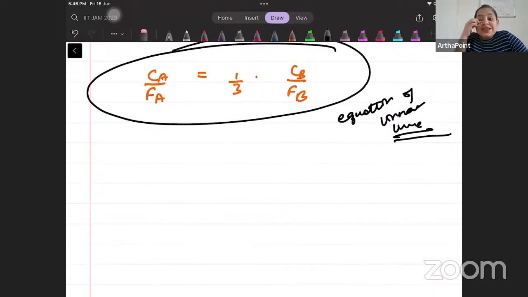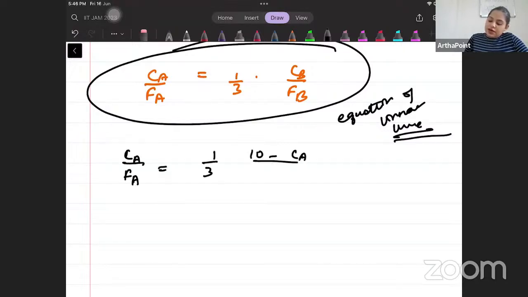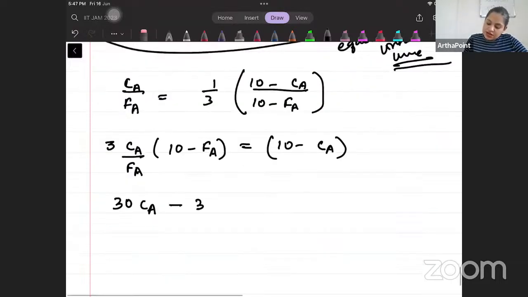Now, beta, I know that CA plus CB is 10. This is what is given to us. FA plus FB is also 10. So I can just say that CA by FA is equal to 1 by 3 times (10 minus CA) by (10 minus FA). Just solve this a bit more, beta. 30 CA minus 3 CAFA is equal to 10 FA minus CAFA.